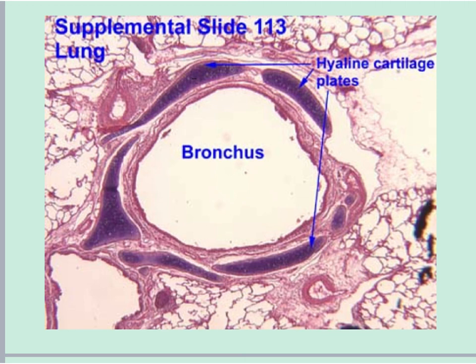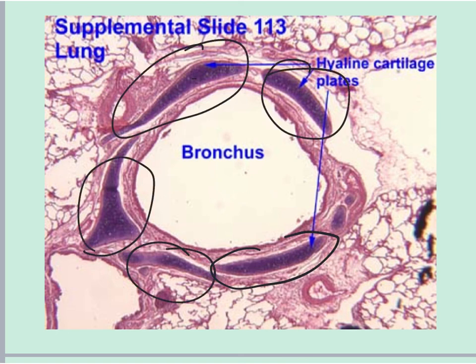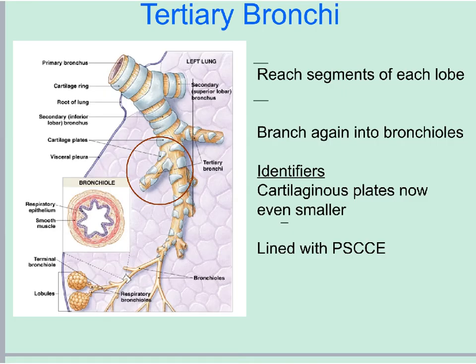We can look at a secondary bronchus underneath a microscope. You're not going to have to identify a primary versus a secondary bronchus in lab, but I'm just showing you how you can tell underneath a microscope, where now you've got just these small plates of cartilage all around, rather than a full ring of hyaline cartilage. This epithelium right here would still be pseudostratified ciliated columnar epithelial tissue.